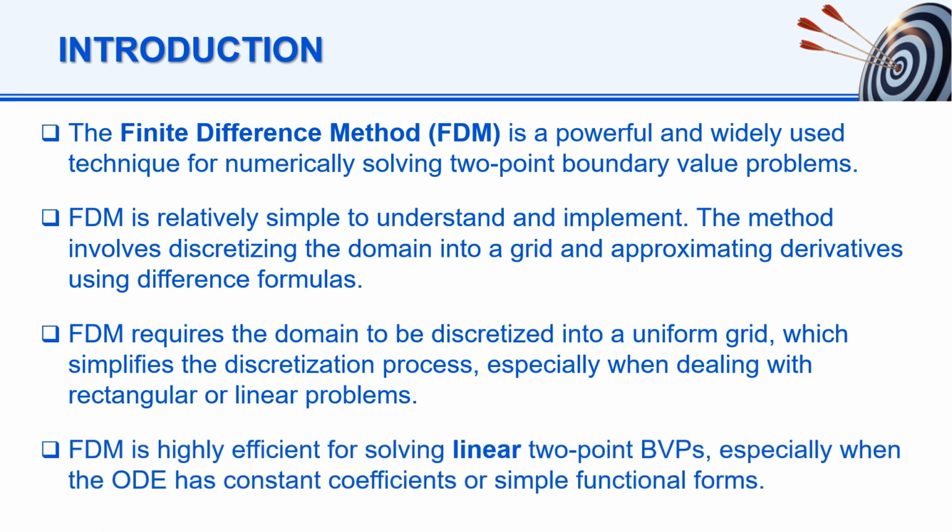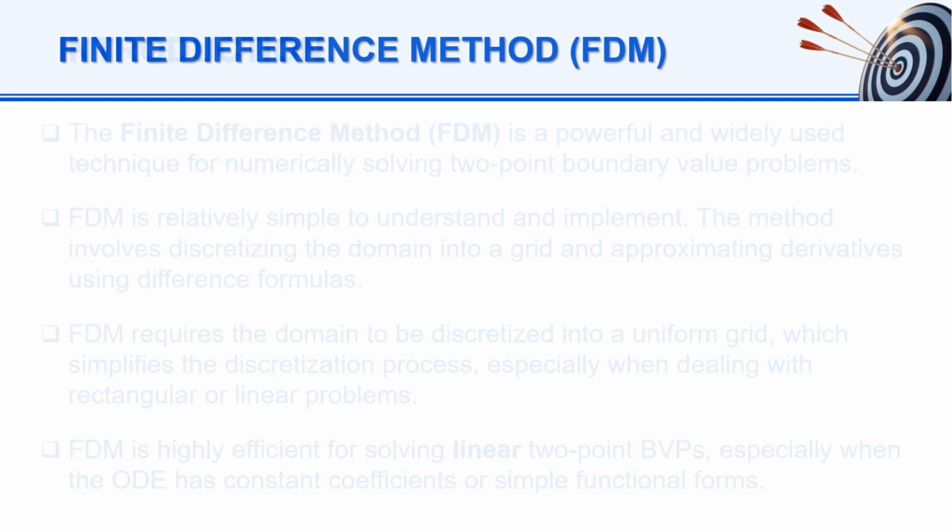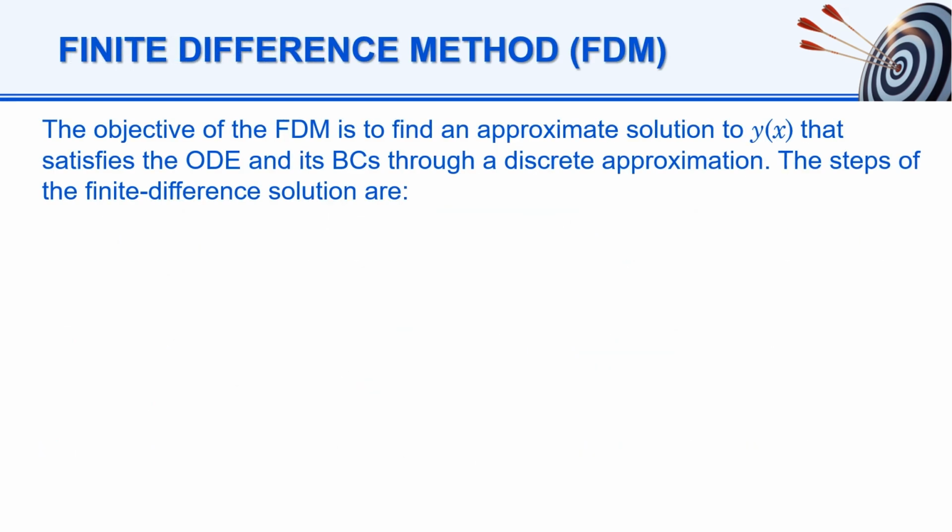The finite difference method is highly efficient for solving linear two-point boundary value problems, especially when the ordinary differential equation has constant coefficients or simple functional forms. The objective of the finite difference method is to find an approximate solution to y(x) that satisfies the ordinary differential equation and its boundary conditions through a discrete approximation.